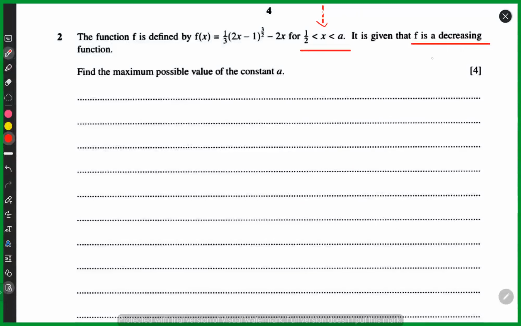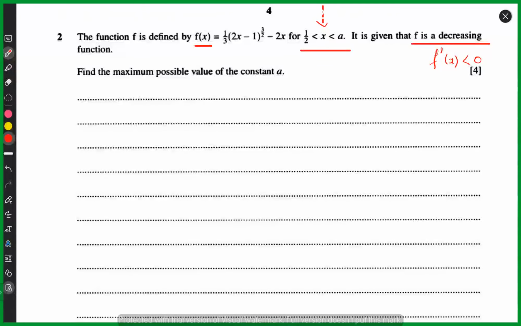So this implies that, since we have f here, I would write it down this way: f dash of x is less than 0. Now in the beginning, I told you we have several notations, depending upon the question. We have f of x here, that is why I've written f dash of x here. Okay, f is decreasing, so f dash of x is less than 0. Find the maximum possible value of the constant a. We'll talk about that first. Let's just simplify some part of the question.